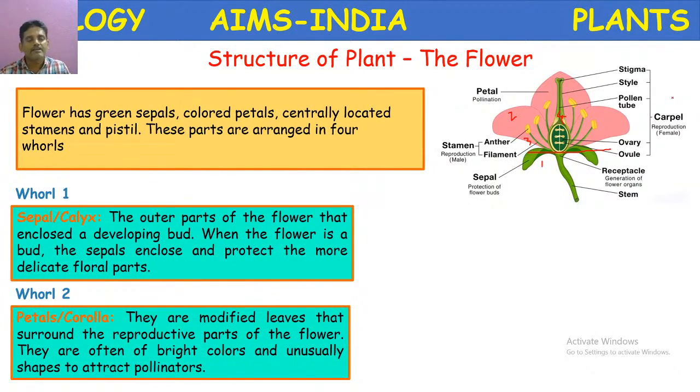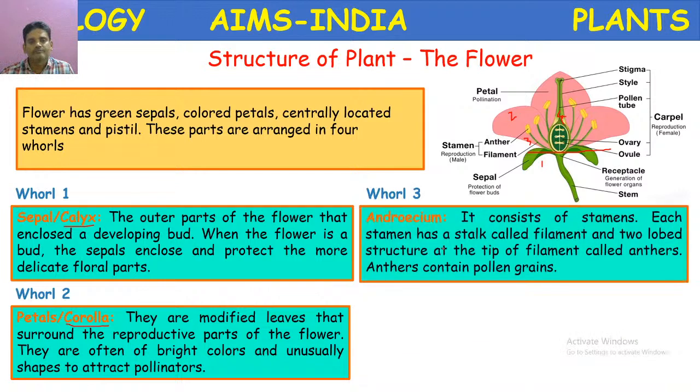Petals are called the corolla. Sepals are called the calyx. Calyx and corolla, these are the technical terms naming the sepals and the petals.